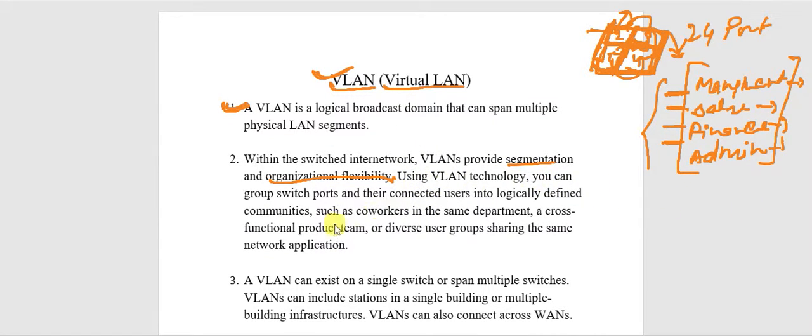Using VLAN technologies, you can group switch ports and their connected users into logically defined communities. The example I have given here is management, sales, finance and admin. We have logically divided these 4 different departments and assigned them into a single switch.